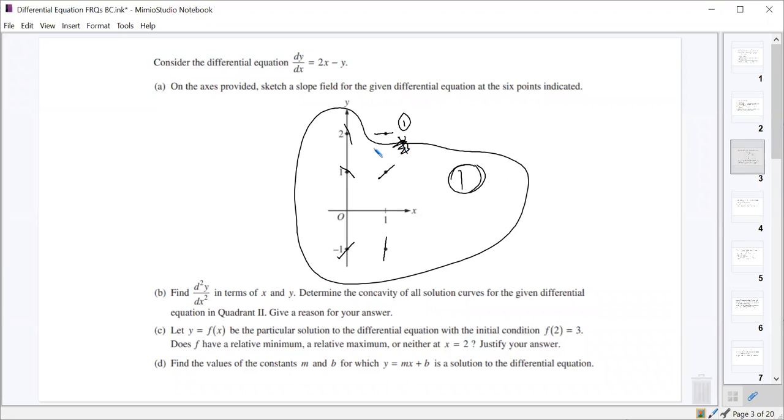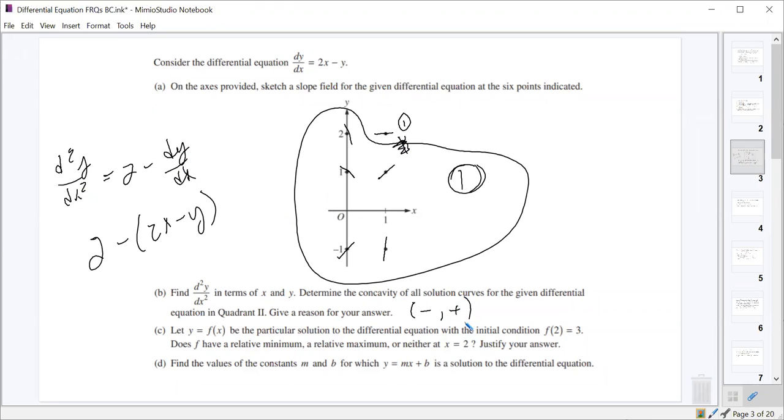All right, second one. Find the second derivative, so that should be easy. Second derivative ought to be 2 minus dy dx, which we would write as 2 minus 2x minus y. And we want to determine the concavity for all solution curves in the second quadrant. So in the second quadrant, we're looking at a negative x and a positive y. Then 2x is negative, and minus y is minus a positive, so 2x minus y is a negative number. We have 2 minus a negative, which is for sure going to be positive, so greater than 0. That tells us the concavity for all solution curves in the second quadrant is concave up.